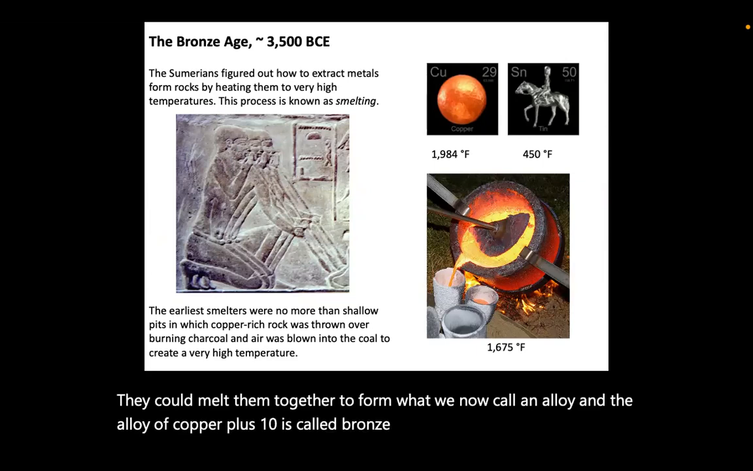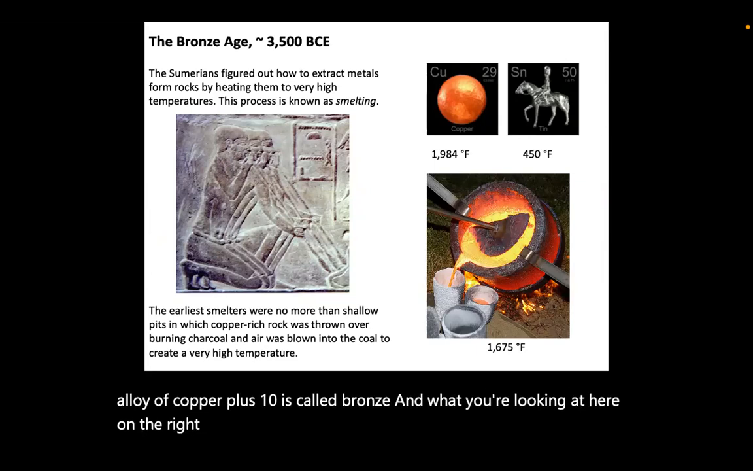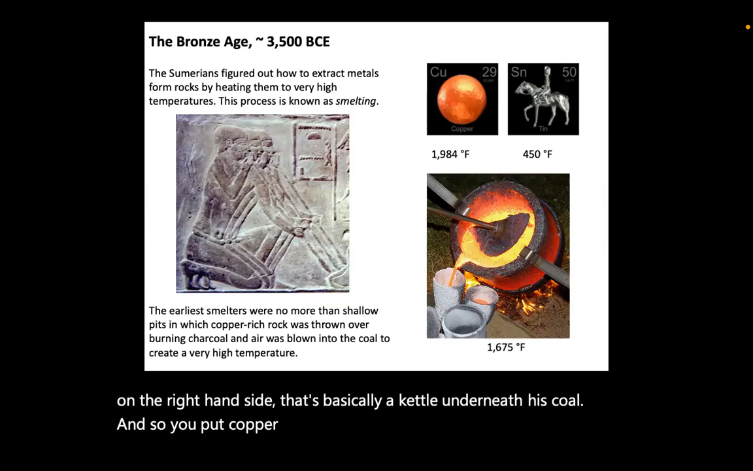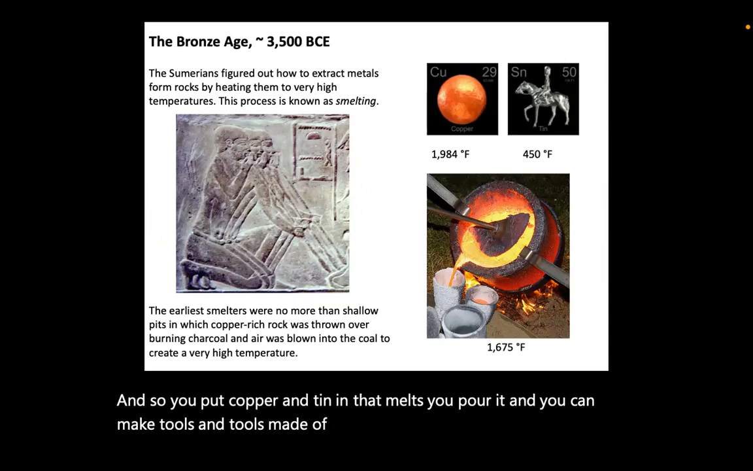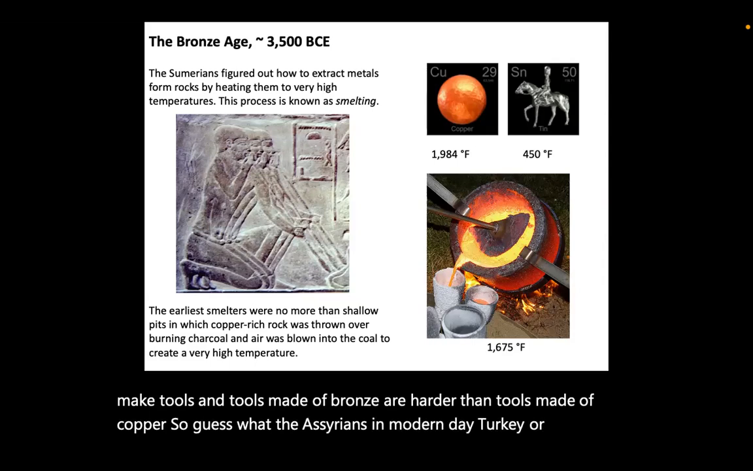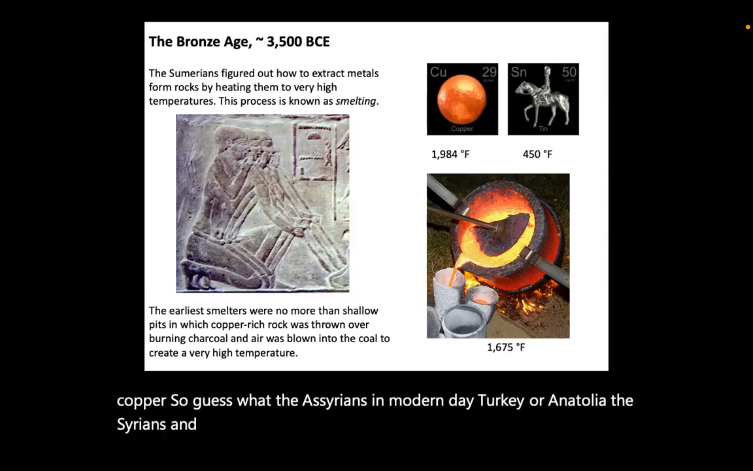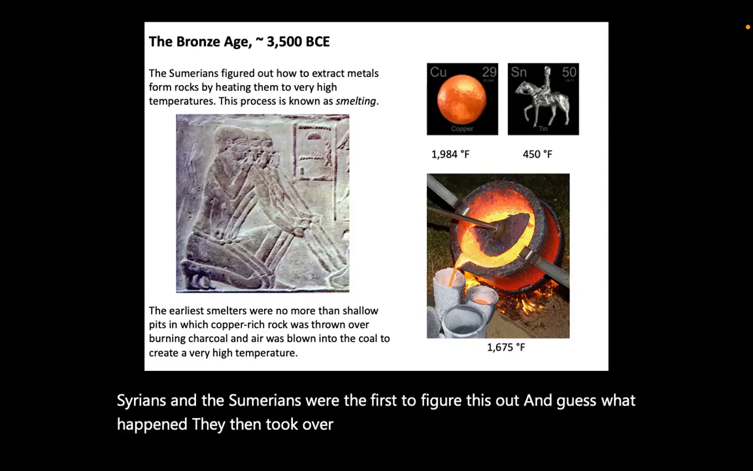And what you're looking at here on the right-hand side, that's basically a kettle. Underneath is coal. So you put copper and tin in, that melts, you pour it, and you can make tools. And tools made of bronze are harder than tools made of copper. So guess what? The Assyrians in modern day Turkey or Anatolia, the Assyrians and the Sumerians were the first to figure this out. And guess what happened? They then took over because bronze is harder than copper.